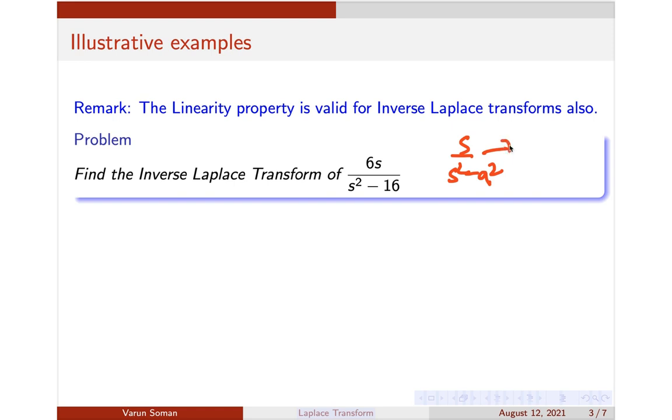The inverse transform, as you know, is cosh 4t. Here a is actually 4. If you compare both, a is actually 4, and there is also a factor of 6 there. But is that an issue? Because of linearity, you can take 6 outside.